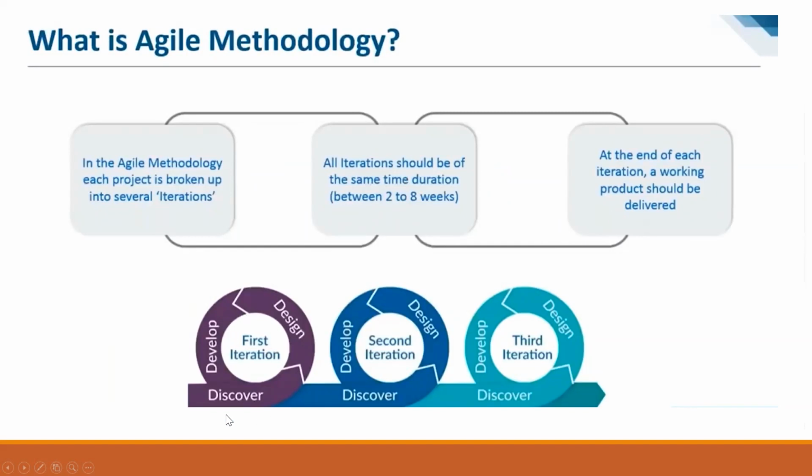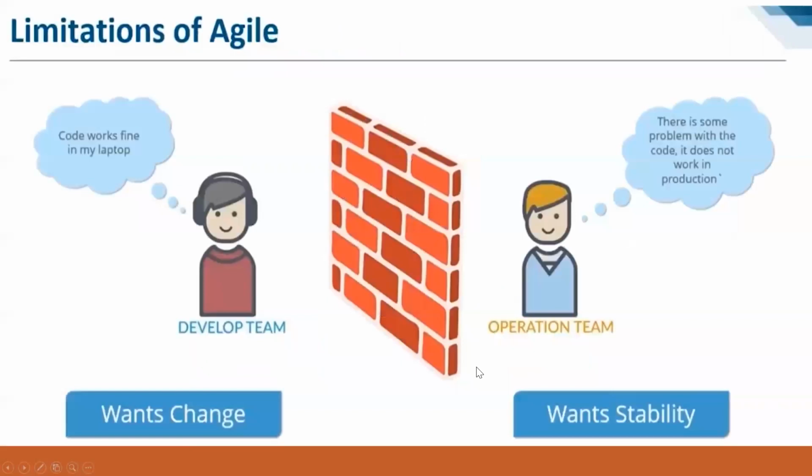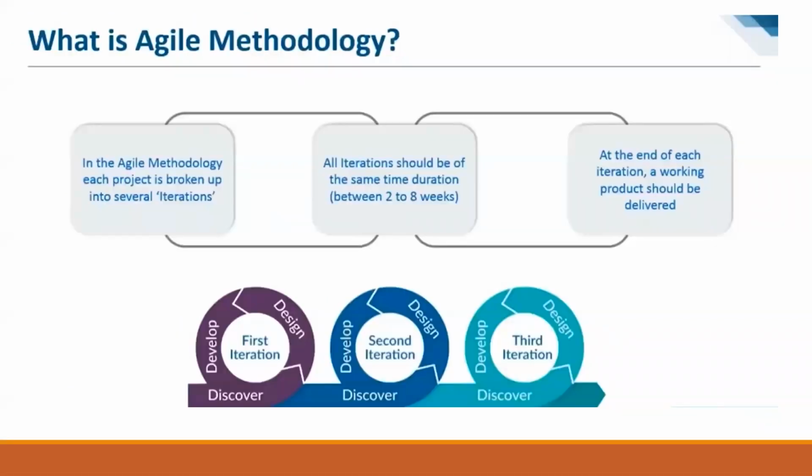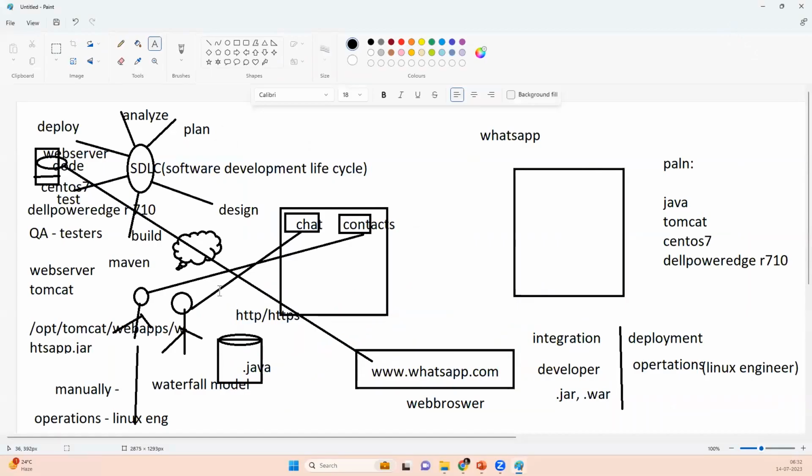Something like develop, design, discover. If anything goes wrong in an iteration, it will be easy to find out and easy to resolve. Develop, design and discover are the iterations we are doing in the agile methodology. In the agile methodology, there is a concept of continuous integration and continuous deployment.